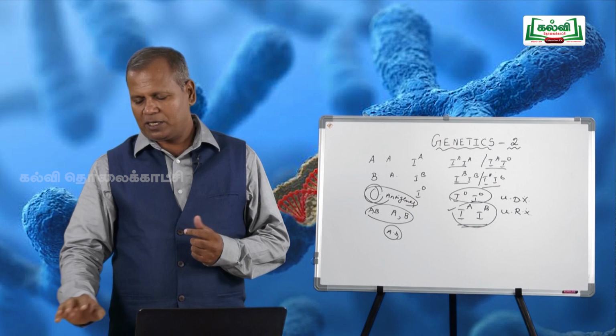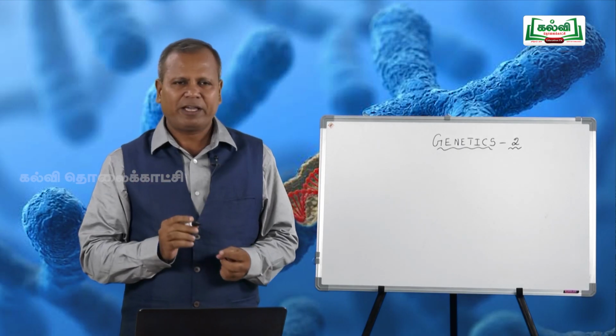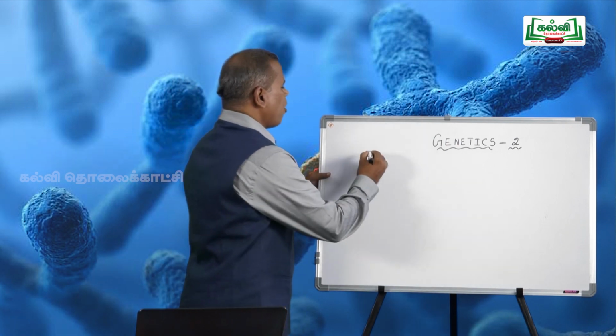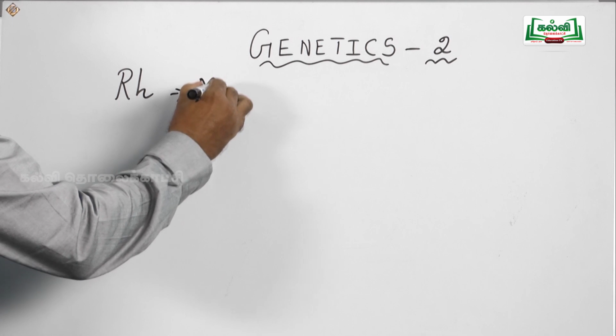Then the Rh factor, also known as erythroblastosis fetalis or hemolytic disease. This disease was reported by Landsteiner and A.S. Wiener and scientifically described by Race and Fisher in the monkey Macaca rhesus. The term Rh is derived from the monkey Macaca rhesus.